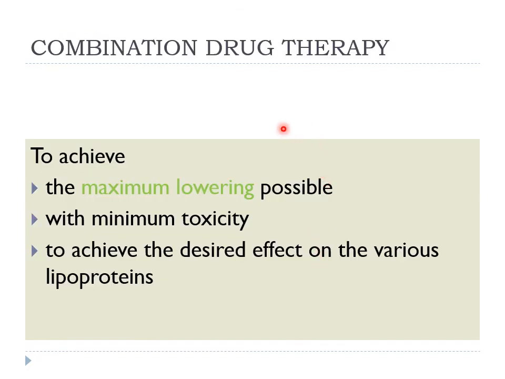So we usually use combination therapy to achieve the maximum lowering possible with minimum toxicity, because if we add 2 groups, we can give them in low doses instead of increasing dose of a single drug group and getting so many adverse effects. So we can achieve maximum lowering of lipids with minimum toxicity by combining different drugs. And always remember, if you have to give more than one drug, you always choose the drugs from different groups. You can't add atorvastatin and simvastatin. That's not possible. Okay, you have to choose drug from a different group.